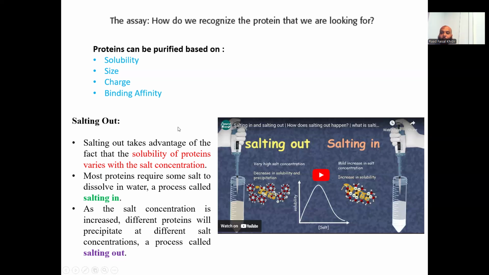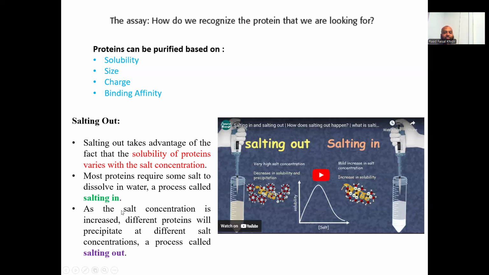There's also the concept of salting out. Salting out takes advantage of the fact that the solubility of the proteins varies with salt concentration. Most proteins require some salt to dissolve in water, a process called salting in. We said earlier that in order to dissolve, you have to have electrolytes. Water is electronegative, but when you add salt, there are more electrolytes. It's not just oxygen and hydrogen. Now there's sodium and chloride, positive and negative, and that is what's going to help them solubilize more.